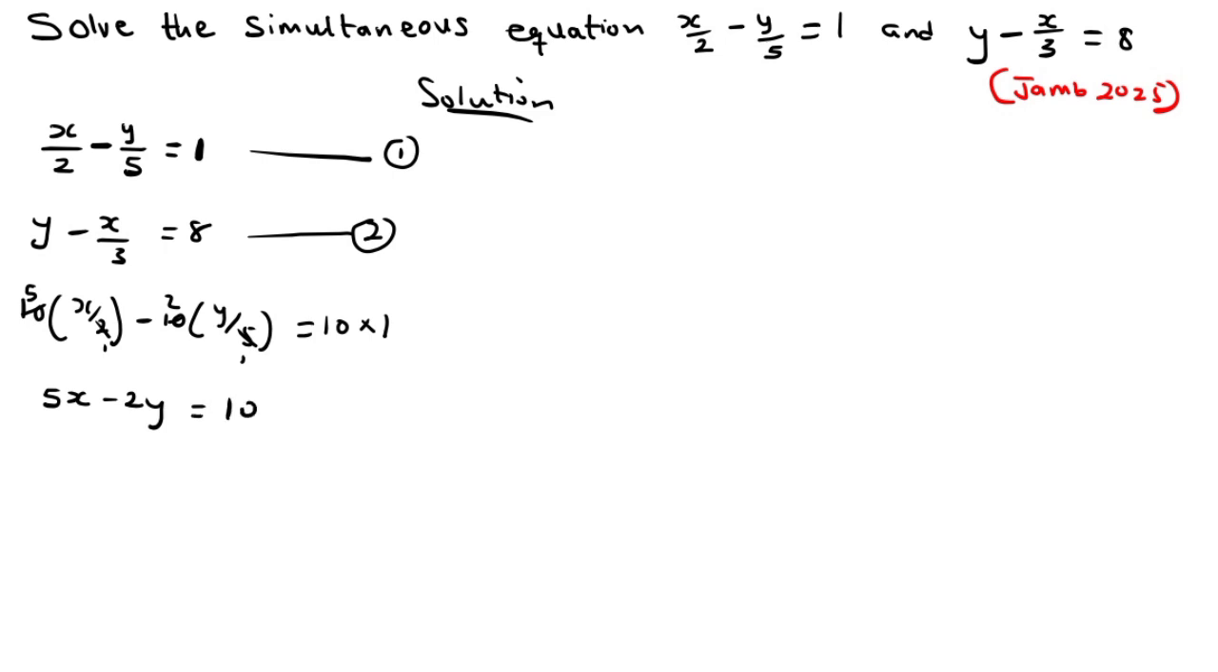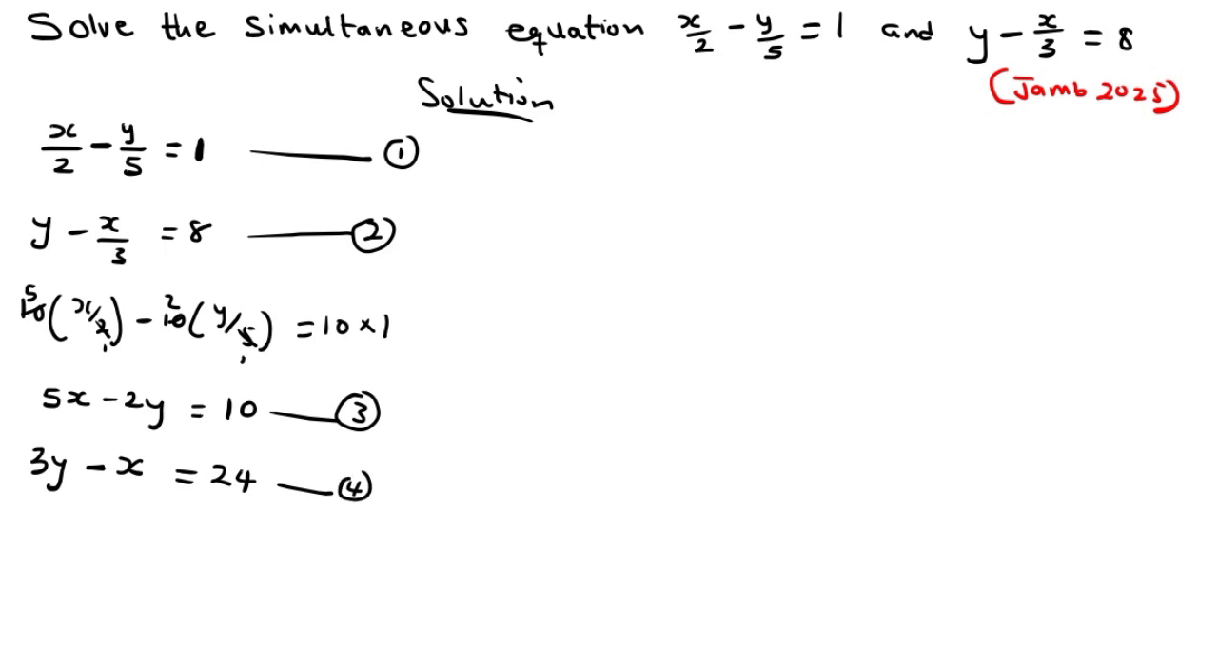So let's tag this as equation 3. Then equation 2 as well, I want to clear the fraction there. I'll multiply all through by the LCM, which is 3. So when I multiply all through by 3, I will have 3 times y, that will be 3y, then minus 3 times x over 3 will reduce to x, then equal to 3 times 8 is equal to 24. So we can call this also equation 4.